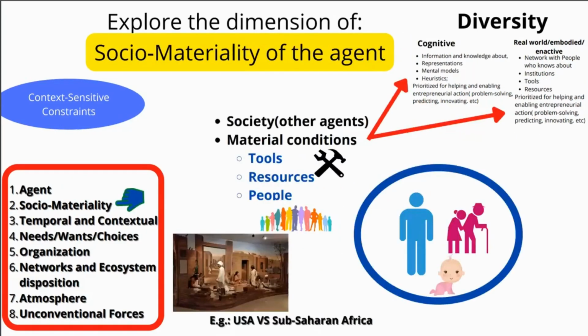The second key exploratory dimension is the socio-materiality of the agent or the end user. This is about the socio-material dimension of the end user or the decision maker. This includes learning about and developing affordances related to the end user's social system and its dynamics, including technology and material aspects in which the agent is embedded.